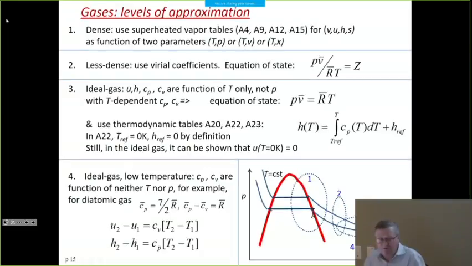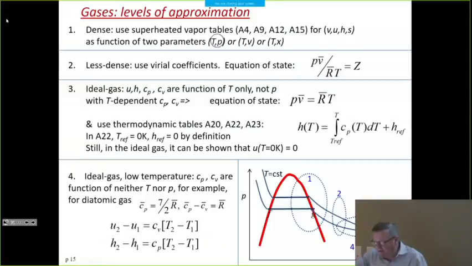But most of the time, of course, I will let you use your book when we have equations that become that difficult. Okay, so let's now summarize what we have to do when we have a gas in a PV diagram like this, or a substance in a PV diagram like this. If the thing is dense here, close to the saturation line but dense, that's where you use superheated vapor tables, A4, A9, depending on the system.